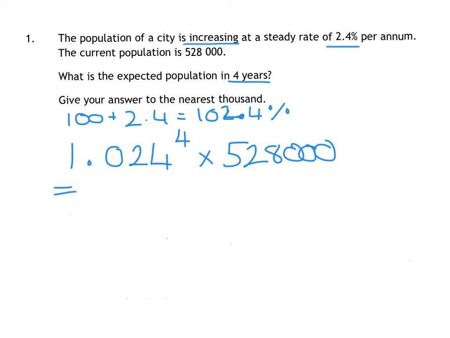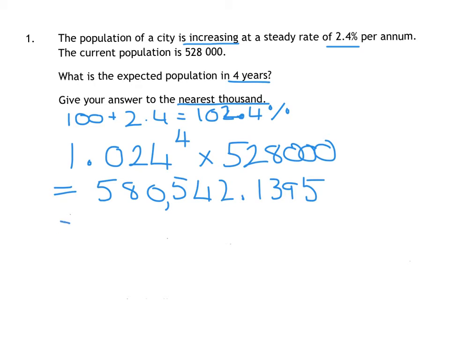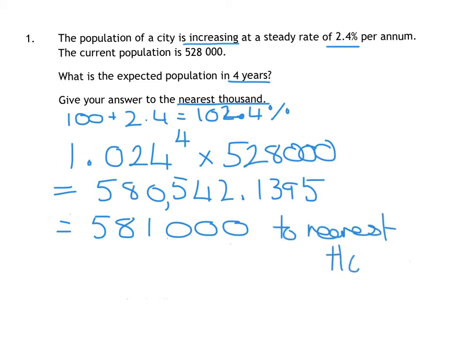And you should get an answer of 580,542.1395. Now, I've written down the full calculator answer. It then asks us to round it to the nearest thousand. So to the nearest thousand would be 580, but the next number's a 5, so it's going to go up to 581,000 to the nearest thousand. Okay? So always watch percentages and volume. Quite often they ask you about sig figure rounding as well.